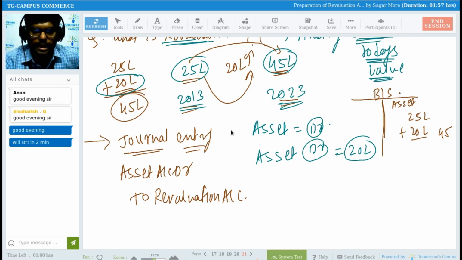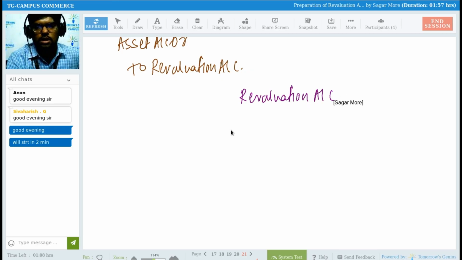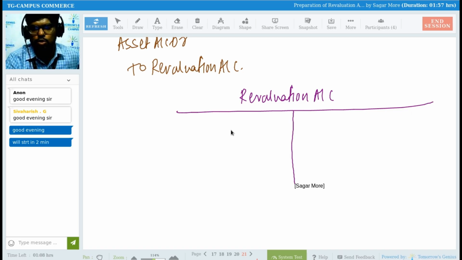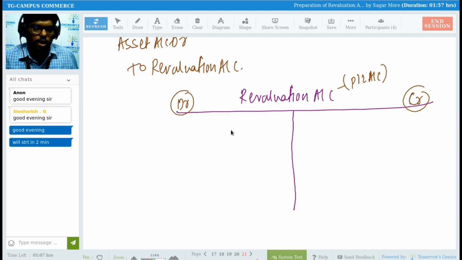Understood? So I can summarize one thing here. See, I'm writing one thing here. I'm preparing the revaluation account here. As I told you, the revaluation account is as good as your profit and loss account. So now tell me, on the debit side of the revaluation account, what are we supposed to record? Expenses or losses, or income and gain? It's as good as your profit and loss account. So tell me, on the debit side, what we have to record?